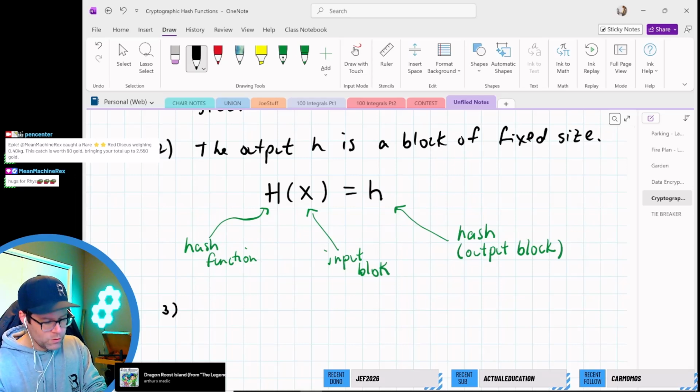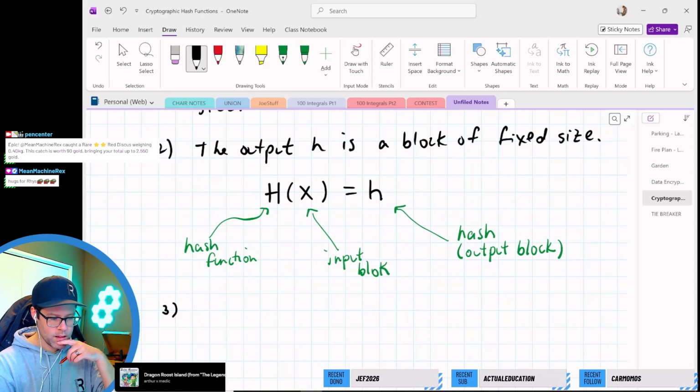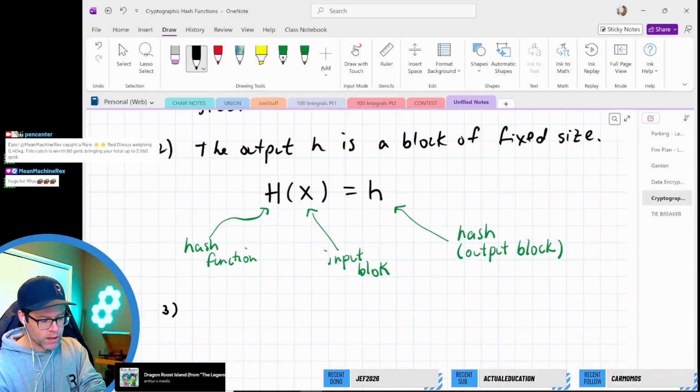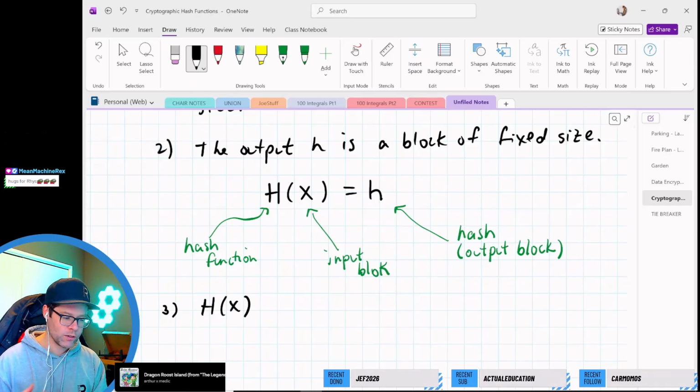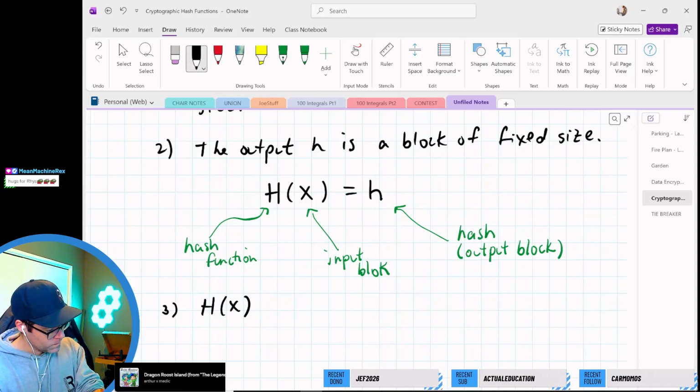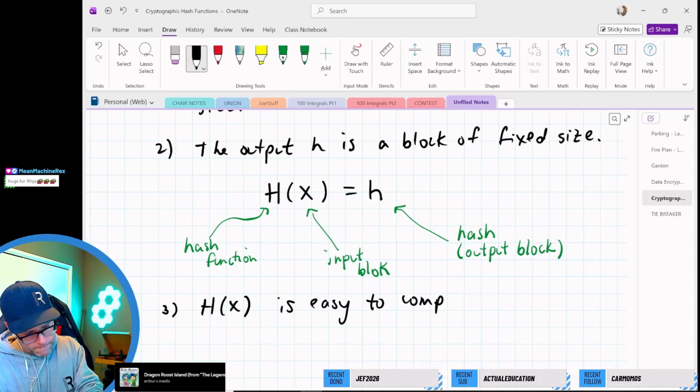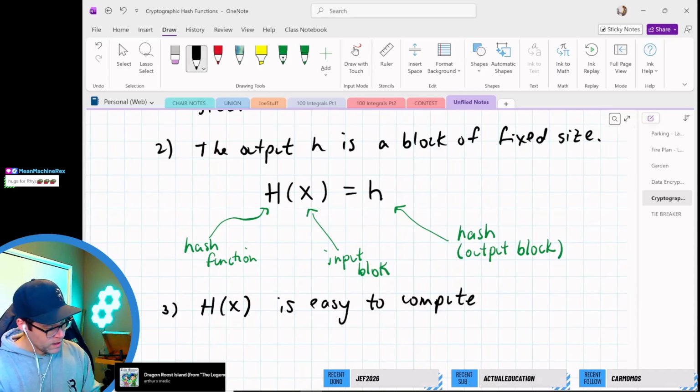So when we go to operationalize the hash function, capital H, we would like it to be not super strenuous for our machines to handle. So I want this computation, capital H of X, to be relatively easy to do. That is, it's not super strenuous on hardware to do this.